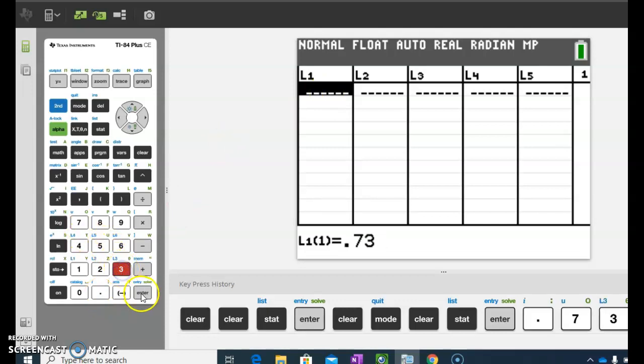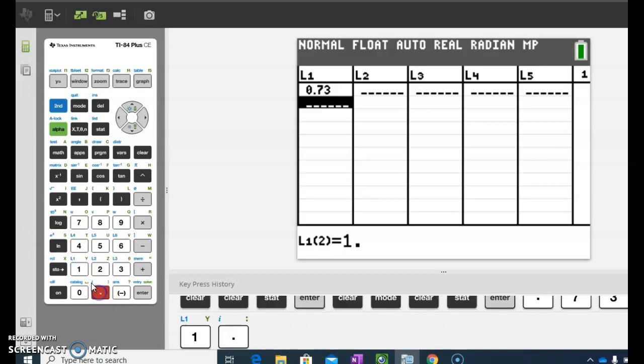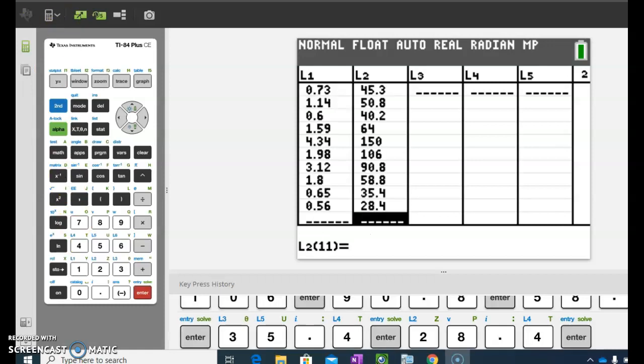data for my zinc. So you can go ahead and do that. And then you're going to put your zinc in for your Y. So L1 is lead, L2 is zinc. Okay, so now that you've entered the data into your graphing calculator, if you haven't completed it, just pause the video, type your data in, and then continue playing it.